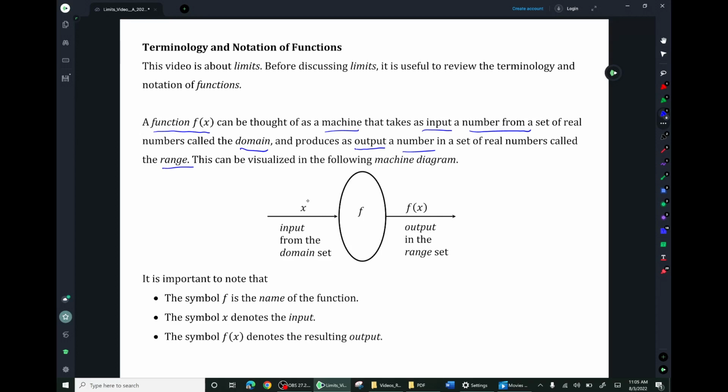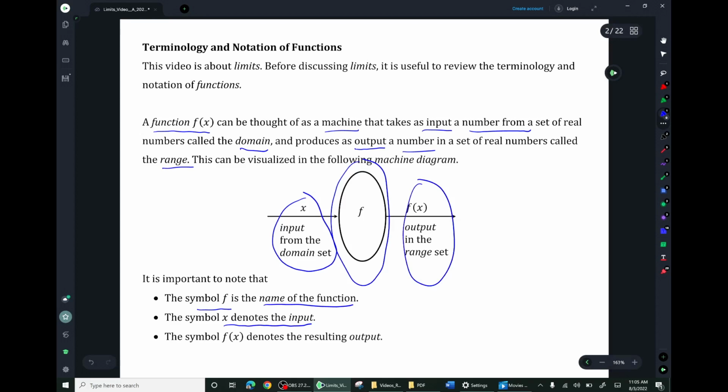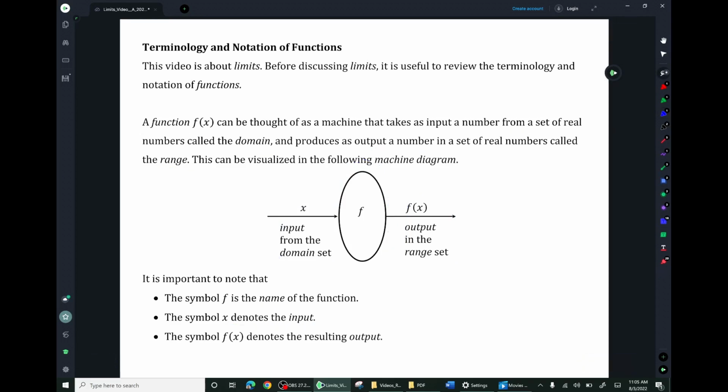In this diagram, you can see this letter x, that's a symbol denoting the input, being fed into this machine that has the symbol f, that's the name of the function, and then coming out of this machine, this symbol f parentheses x, now that's spoken f of x, that denotes the resulting output. That's a number in the range set.